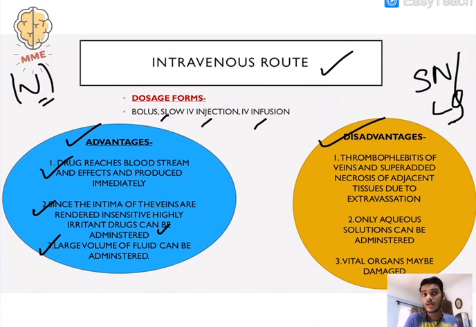Then again, we have some disadvantages. One is thrombophlebitis. Thrombophlebitis refers to inflammation of the veins, right? And superadded necrosis or cell death to the adjacent tissues due to extravasation of the fluid. Second, we can only administer aqueous solutions, which is obvious. We cannot administer solid drugs or powdered drugs via the IV route. And third, the vital organs may be damaged as well. So this is a very important question, and is often asked in a clubbed format with the routes of drug administration.